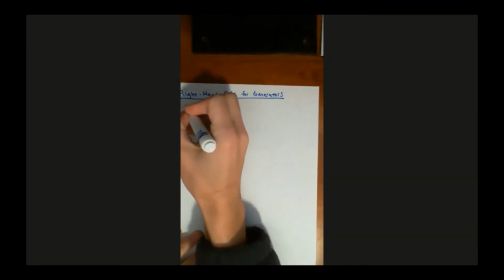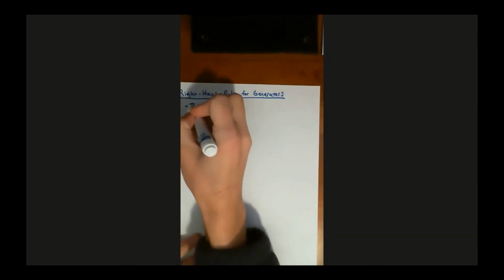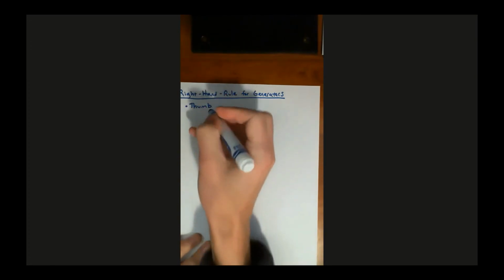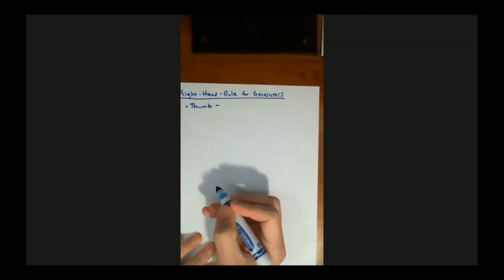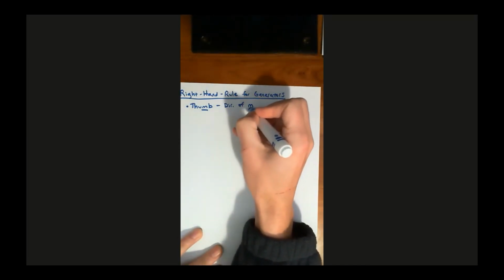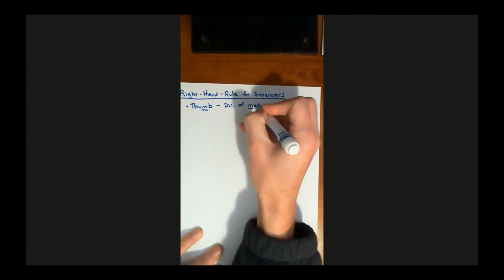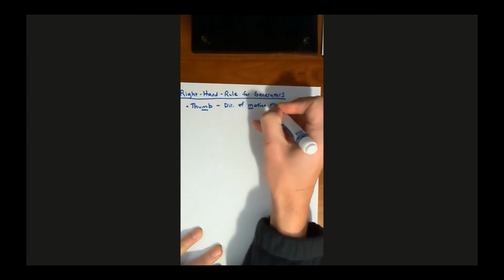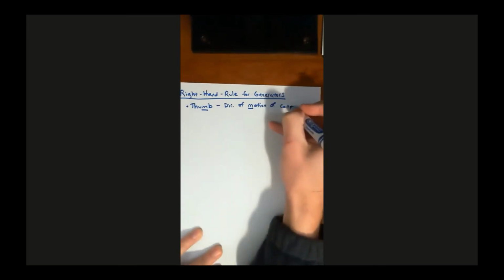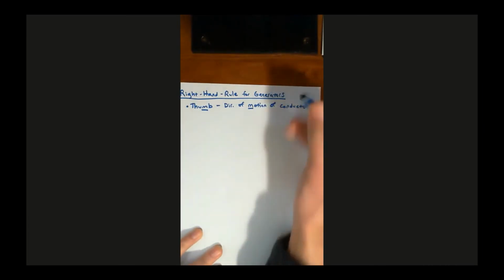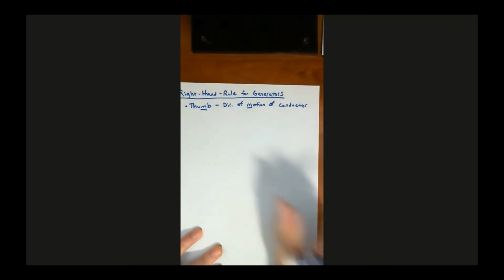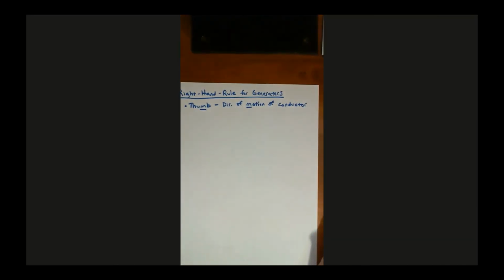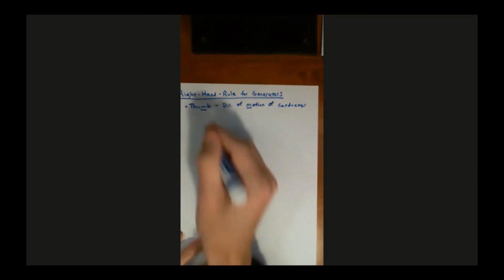So the first one that we'll talk about is your thumb. And for your thumb, I want you to remember the M sound in thumb, because that is going to tell you the direction of motion. So emphasize that M sound, motion of the conductor. So your thumb needs to be pointing in whatever direction the conductor is moving at that point in time. We'll talk about how to apply this in just a minute.